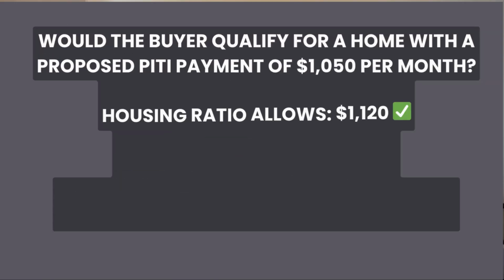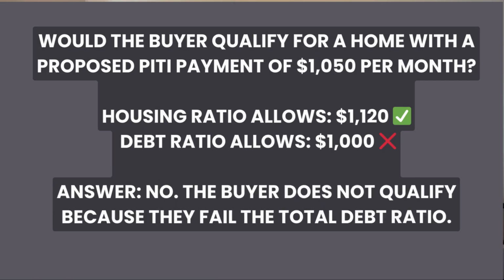So would the buyer qualify for a home with a proposed PITI payment of $1,500 per month? Housing ratio allows for $1,120. Debt ratio allows for $1,000. So the answer is no. The buyer does not qualify because they fail the total debt ratio. So let's take a look at this a little bit deeper.